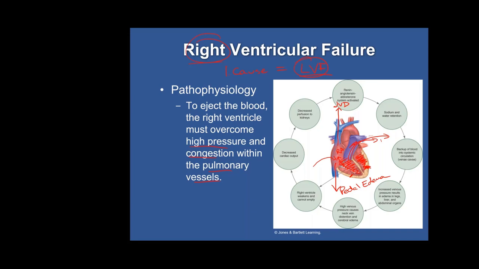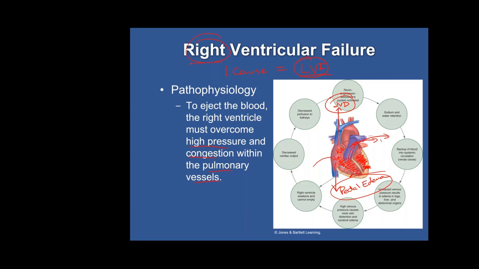So if both have failed, if we have right-sided heart failure and left-sided heart failure, we'll see the right-sided signs and symptoms more so than we'll see the pulmonary symptoms. Because if the right side can't pump much to the lungs, for that blood to come back to the left side, for the left side to fail so that it backs up into the lungs, is just a little bit less likely.